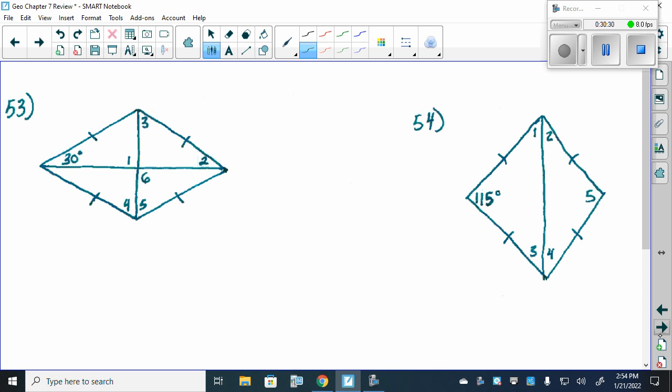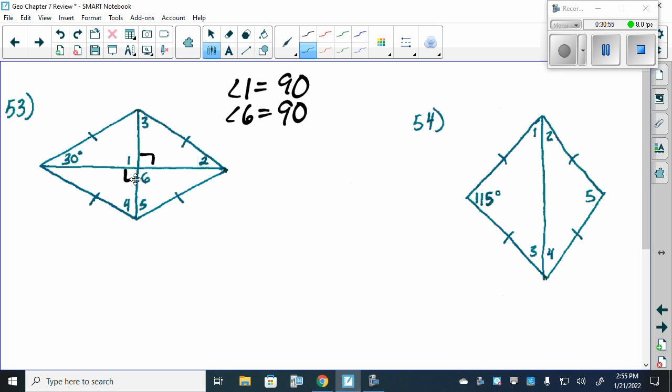I want to look at 53. Now the diagonals in a rhombus are perpendicular. So that means that the measure of angle 1 is going to be 90 degrees. And it also means that the measure of angle 6 is 90. And probably angles 6 and 7, or 7 and 8, so the other two would be 90 as well.